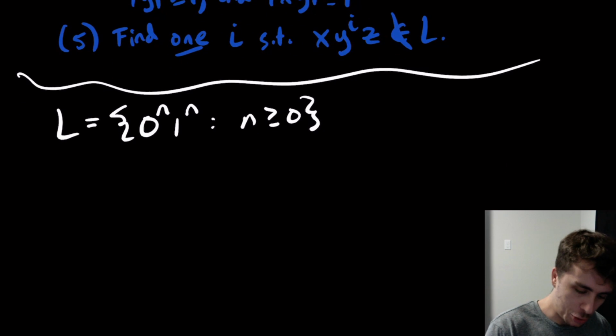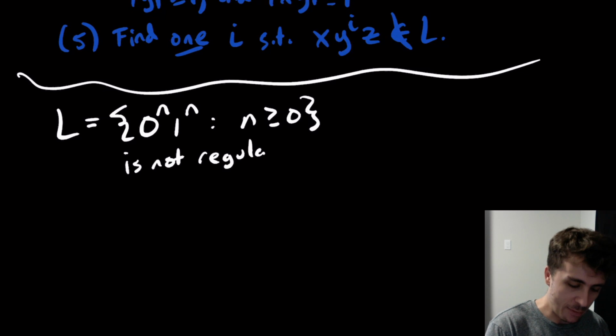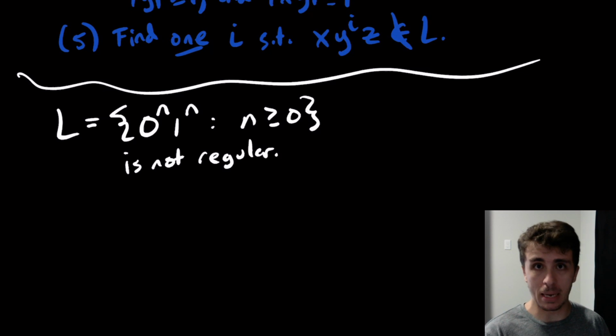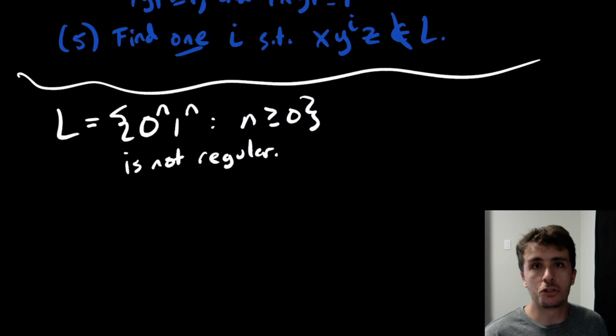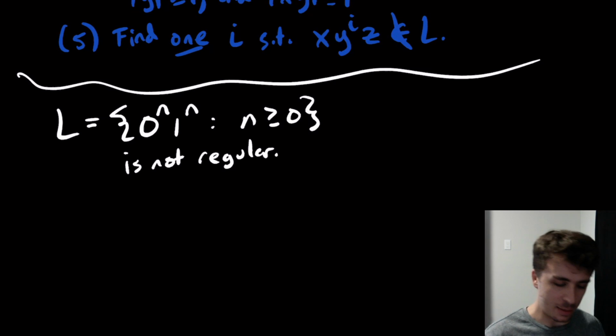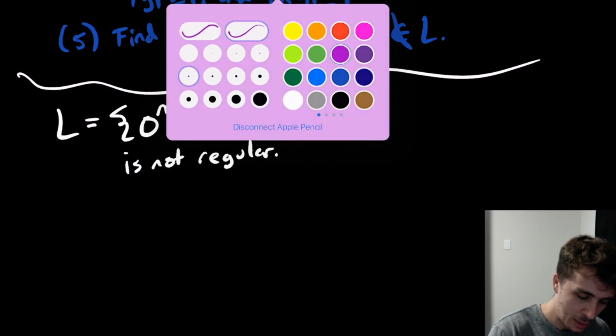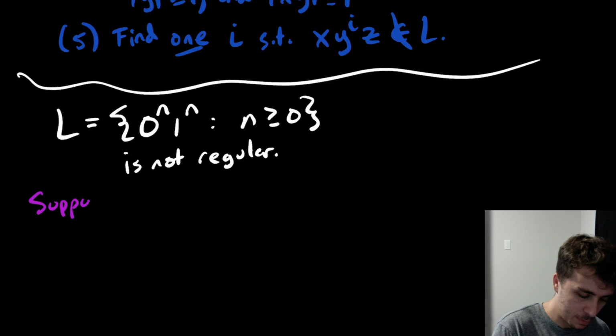So I want to show that this language is not regular. I haven't proved that yet. I need to be able to prove that to you. So how do I actually go about proving that this language is not regular? Well, let's follow our general proof strategy. The first step, of course, is to suppose that L is regular.